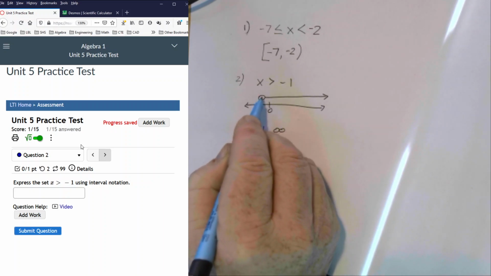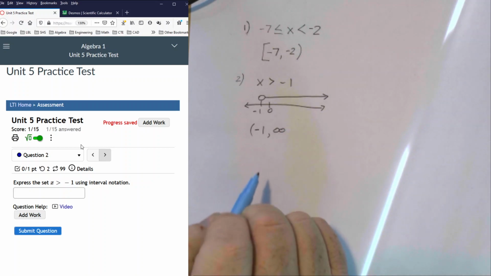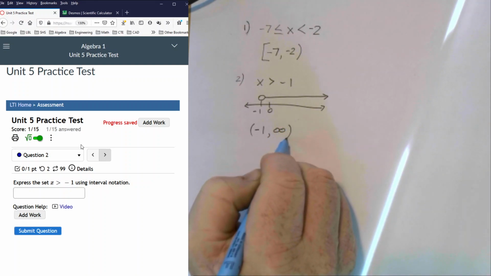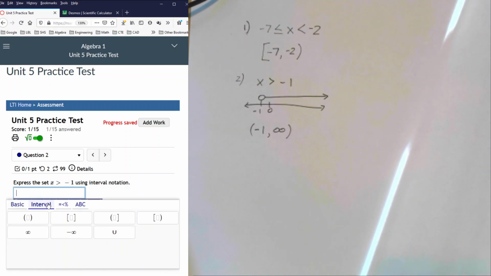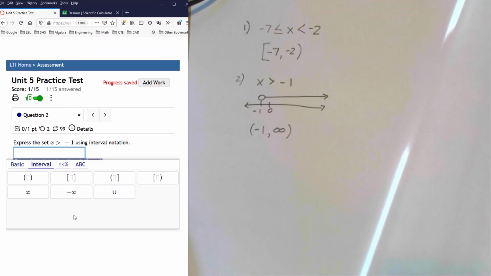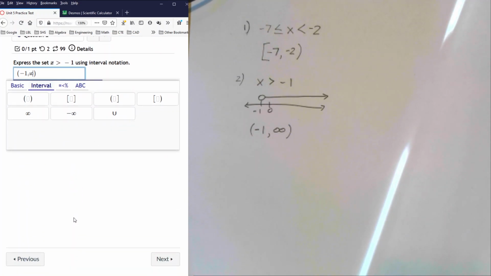And so this is an open circle here, right? It can't be equal to -1. And so we use a round bracket, and then for the infinities, we always use a round bracket. So -1 to infinity. Use interval notation here. So we've got 2 rounds. We've got -1 and infinity. On that right-hand side, we always use the positive infinity. We use the negative infinity only on the left-hand side. So let's go ahead and submit that.